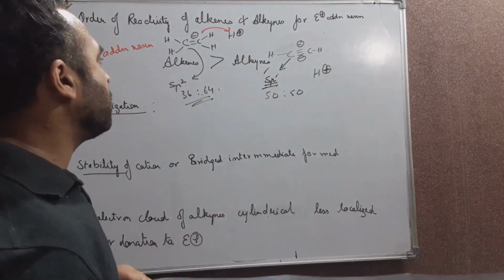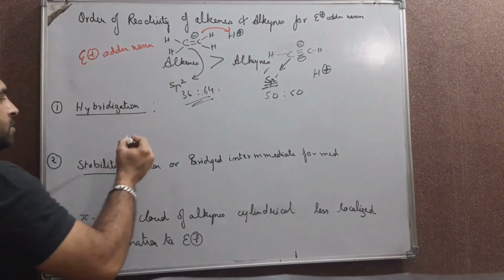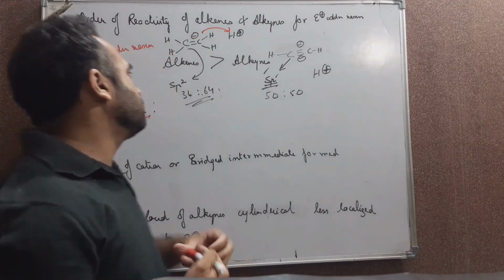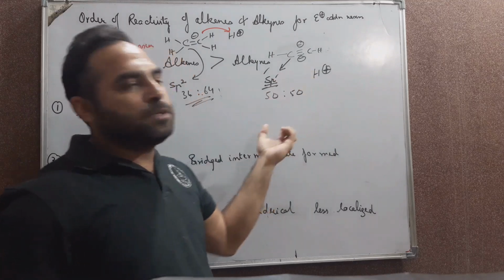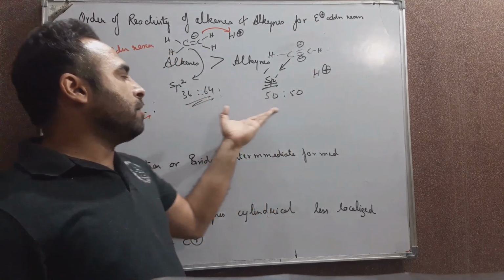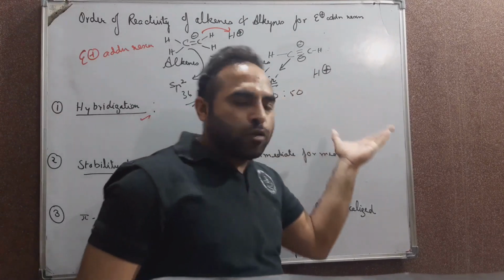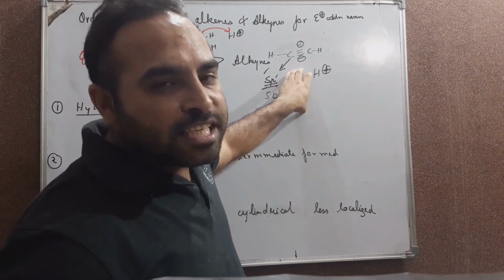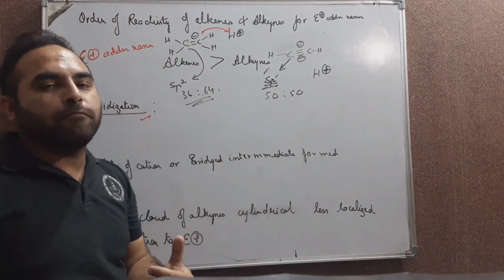Okay, clear? This is the first reason: the hybridization of the carbons in alkenes and alkynes. The carbon in alkenes is sp2 hybridized and the carbon in alkynes is sp hybridized. The more the s character in the hybridization, the more electronegative the element will be, so it will not donate the electrons easily. If it will not donate the electrons easily, the reaction will not occur at a faster rate.